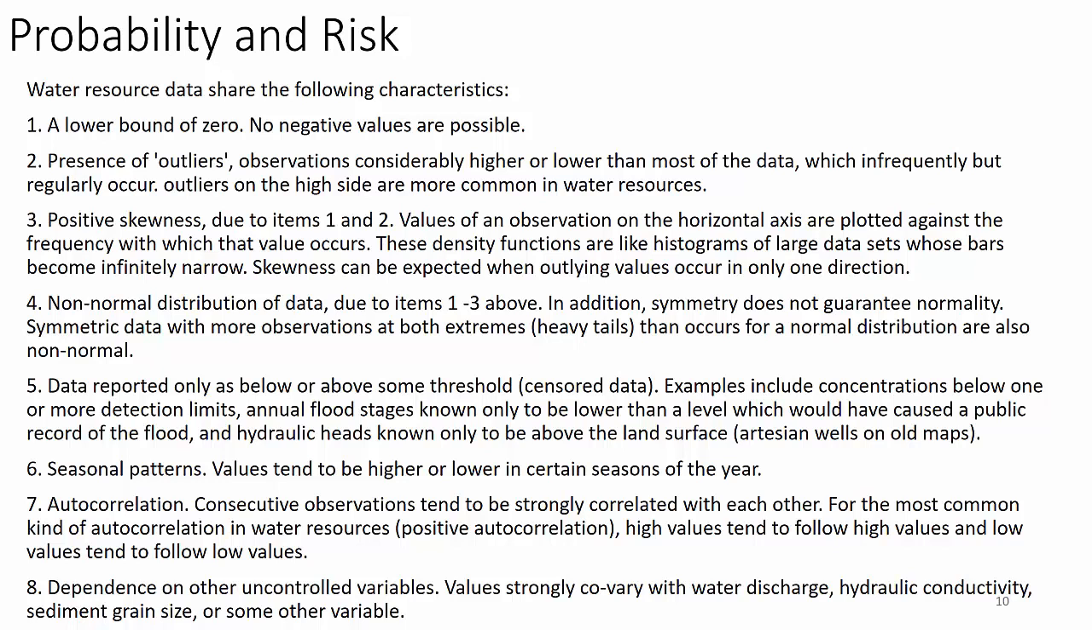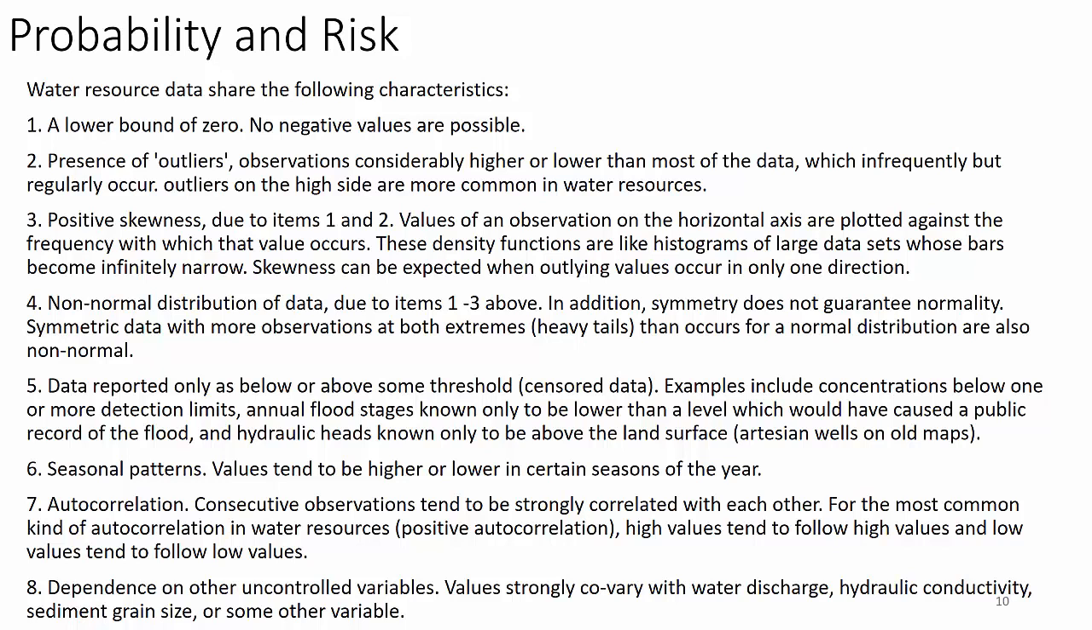Data reported only as below or above some threshold. Those are censored data. Examples include concentrations below one or more detection limits. That's why 0 is such a dangerous number in statistics. Annual flood stages known only to be lower than a level which have caused a public record of flood. The hydraulic heads known only to be above the land surface, like an artesian well on an old map.